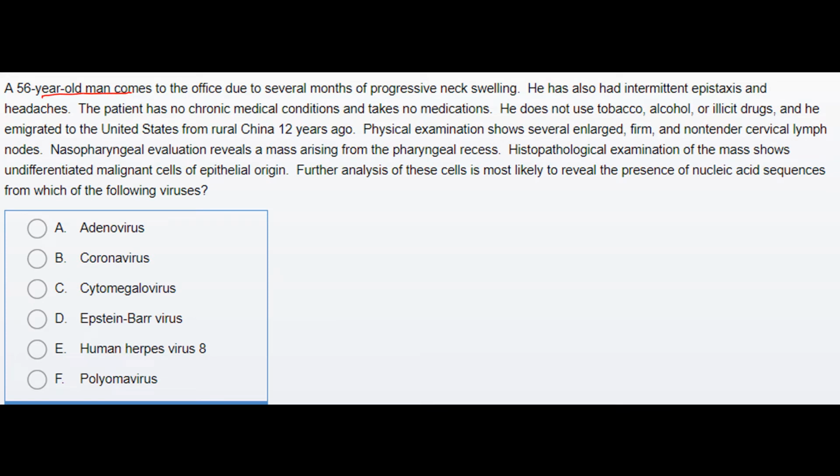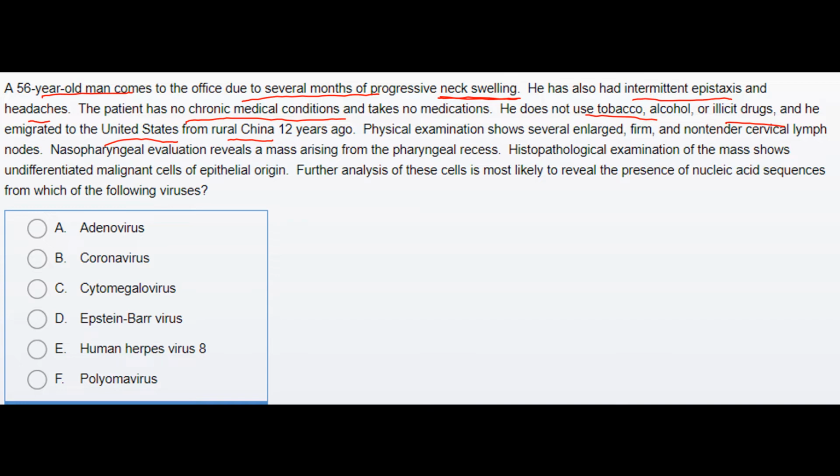Now, a 56-year-old man comes to the office due to several months of progressive neck swelling. He also had intermittent epistaxis and headaches. The patient has no chronic medical conditions and takes no medication, does not use tobacco, alcohol, or illicit drugs, and immigrated to the US from rural China 12 years ago.